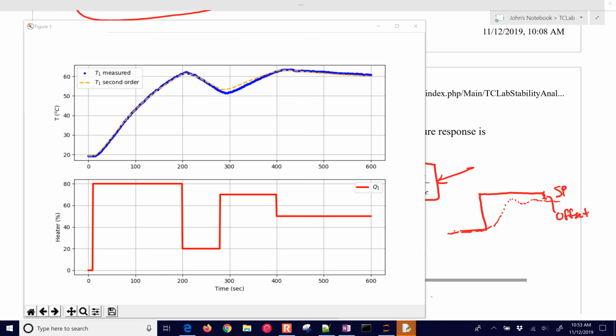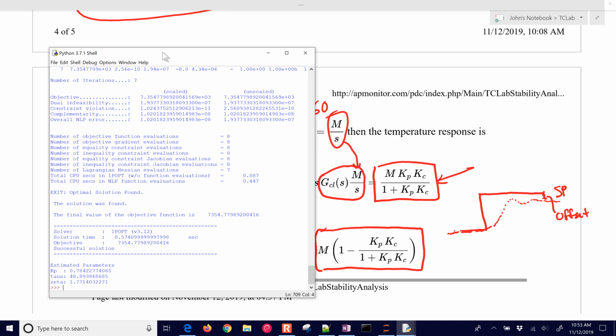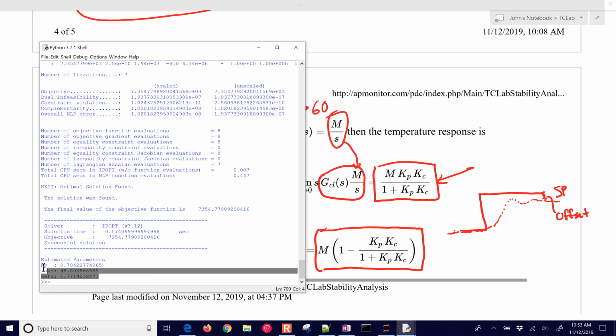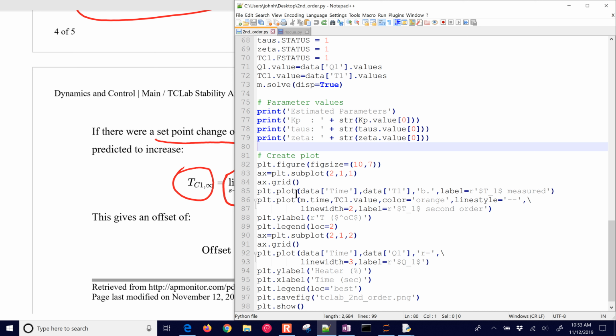And there you can see the fit from our parameters. You can see a little bit of a deviation right here, but overall it does a fairly good job of approximating that second order response of this system. This is again a linear model of the nonlinear system. But let's go and just take a look at the parameters it gave us. Here we have the gain, the tau s, and the zeta values. I'm going to copy these in, and then we will use those in our root locus plot.